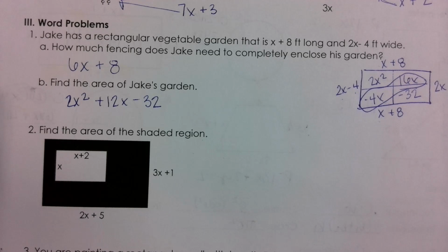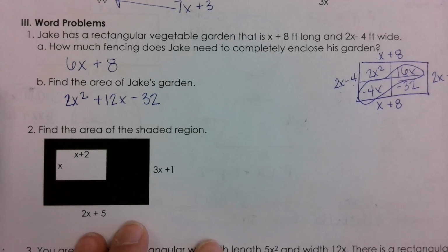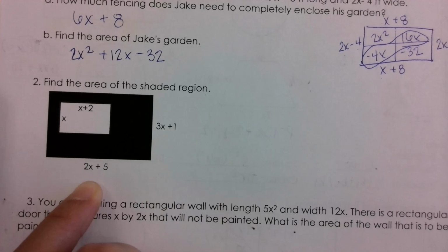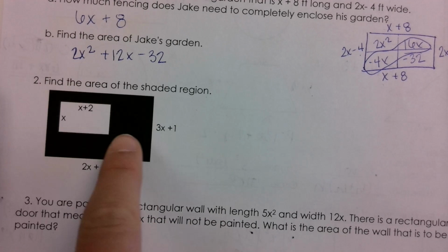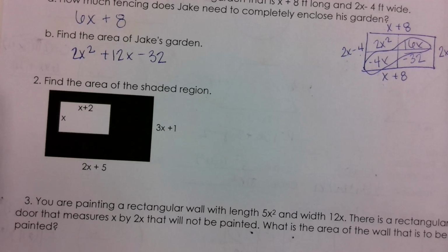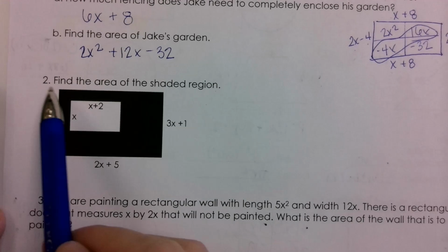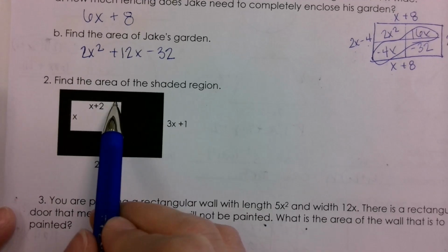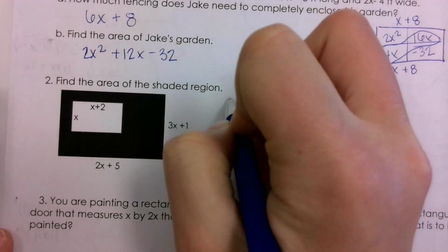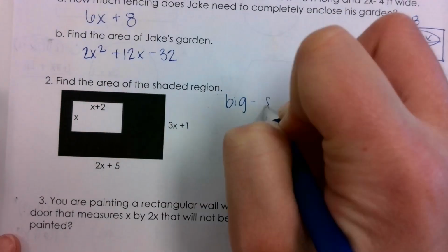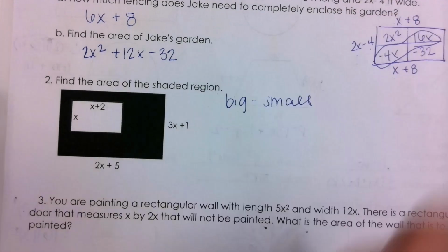So the next one, we've got this funky shape going on here. Well, it's not really funky, it's just a rectangle, and then another rectangle's been cut out of it. And we want to find the area of just the shaded region. How can we do that? Yeah, we can do the area of the big rectangle, then subtract the area of the small rectangle. That sound okay with y'all? So I'm going to write the big one minus the small one. That's our plan here.